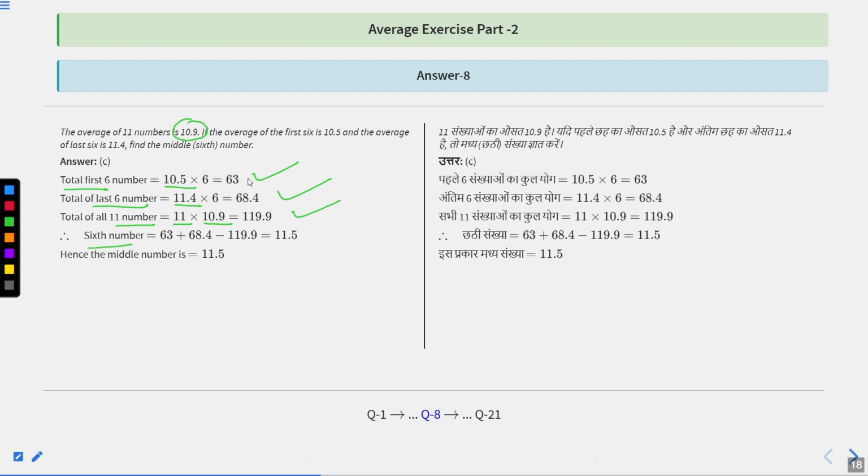So what will be the sixth number? First we add these two, the 6 and 6. So it will be 63 plus 68.4 minus 119.9, which is 11.5. So the middle number, or sixth number, will be 11.5. C is the correct answer.